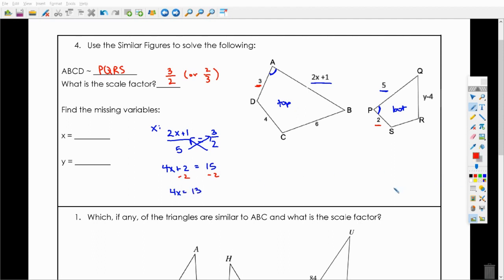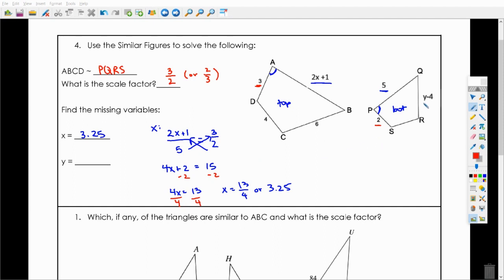So 4x is going to equal 13. Divide by 4. You do get a fraction. You could leave it as a fraction, or you could put it as a decimal. I know some people prefer decimals. The decimal there is 3.25. So that's x. You could plug it in to check to see what the actual length is to make sense of it, but once you get that, that's pretty much it.